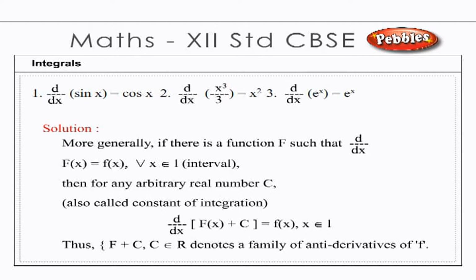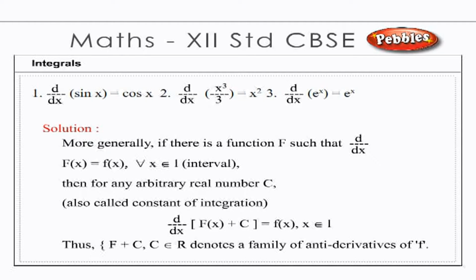Again, we note that for any real number c, treated as a constant function, its derivative is 0, and hence we can write 1, 2 and 3 as follows. c is customarily referred to as an arbitrary constant. In fact, c is the parameter by varying which one gets different antiderivatives or integrals of the given function.